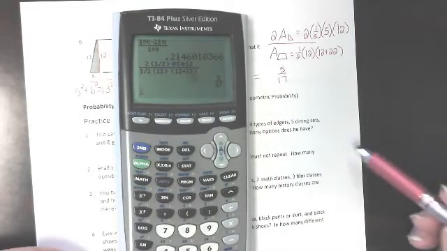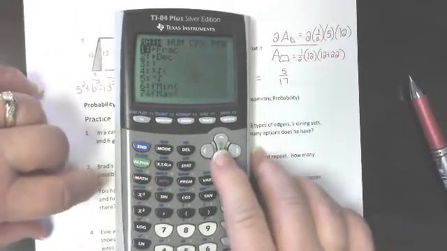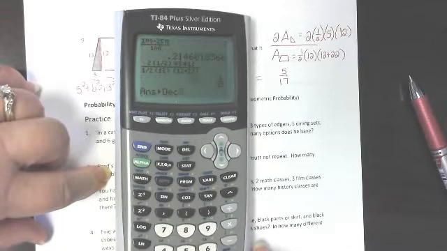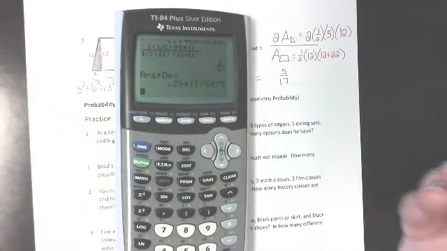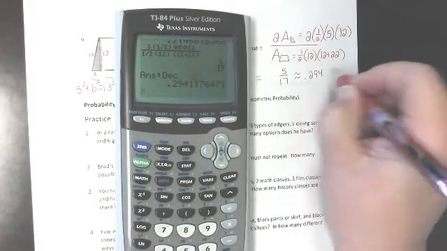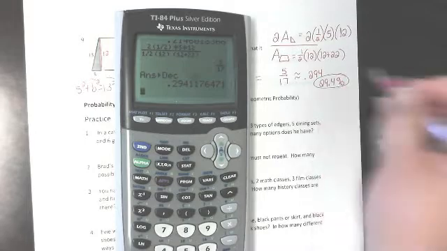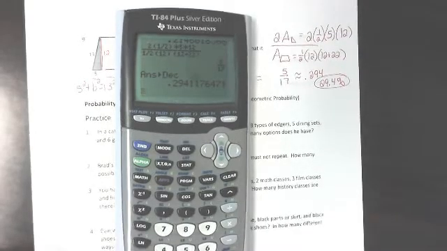That came out kind of nice. If I want that as a decimal, I can go math number 2 and say, calculator, will you please change that to a decimal for me? And I get 0.294, which is about 29.4%. And that's how we do that one.